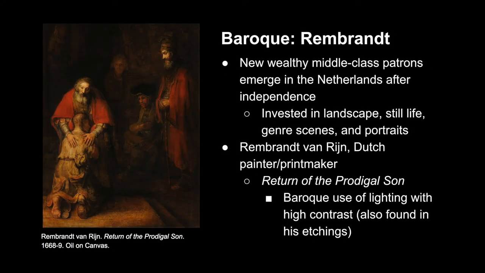During this time, the Netherlands gained their independence, so during the Baroque period, there was a new wealthy class of patrons that emerged. They invested in landscapes, still life, genre scenes, and portraits. In this setting, we find Dutch painter and printmaker Rembrandt. Here we see pictured his piece, Return of the Prodigal Son, where he uses traditional Baroque lighting that's high contrast for a great sense of depth, which is also found in his etchings. And there's also the high detail which we see in the ragged clothes of the son, or in the gentle expression of the father hugging him.